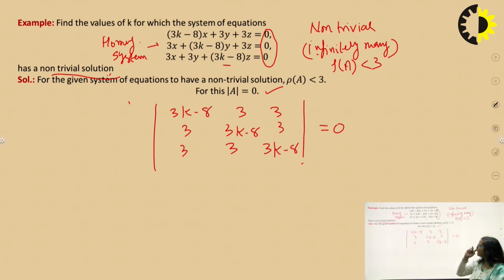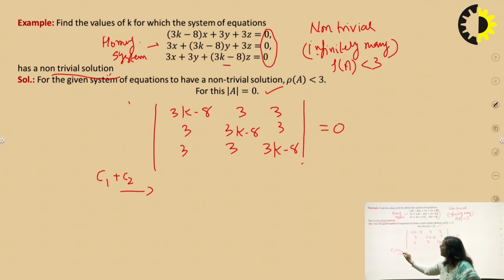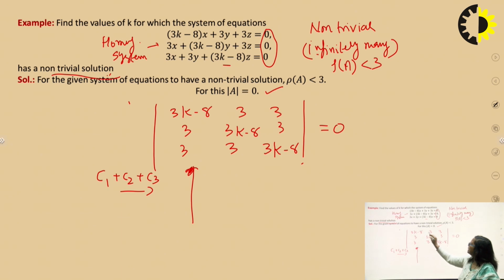If I add these 3 columns, that is, if I apply the transformation C1 plus C2 plus C3, because all the elements are the same in each column, the determinant is this. Adding the values, I can write 3k minus 8 plus 3 plus 3.